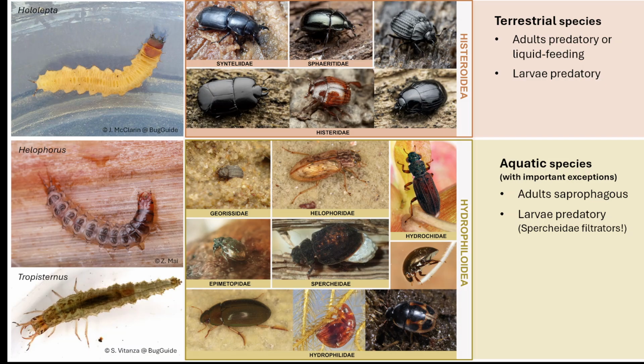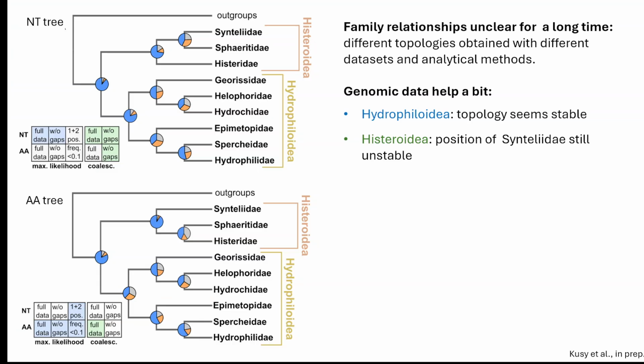This is in contrast with Hydrophiloidea, where the adults are saprophagous. They feed on organic remains, detritus, and so on. But larvae of all groups are predatory. In Spercheidae, it's a little bit special. The larvae are filterers. They filter pieces of organic remains from the surface of water. The family relationships have been unclear for a very long time.